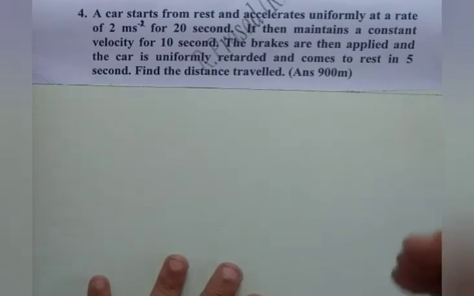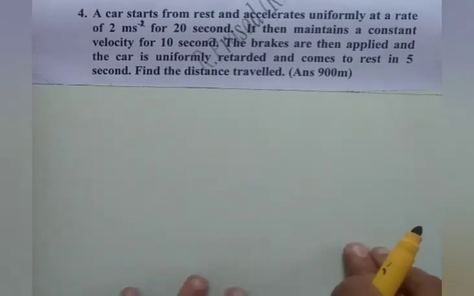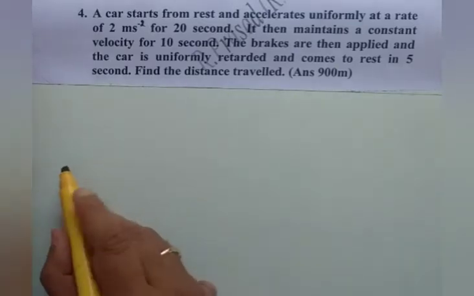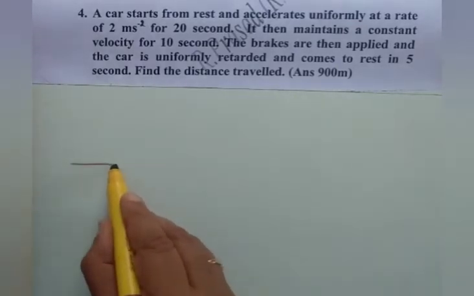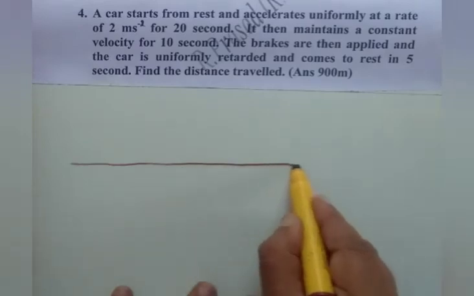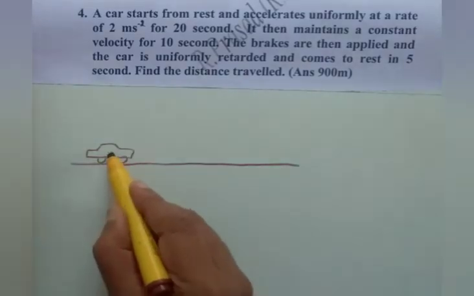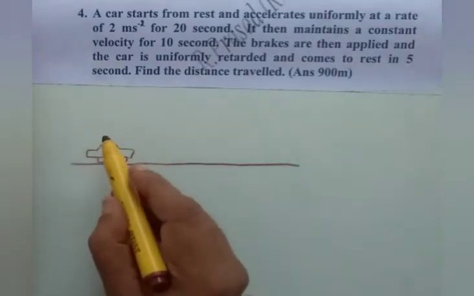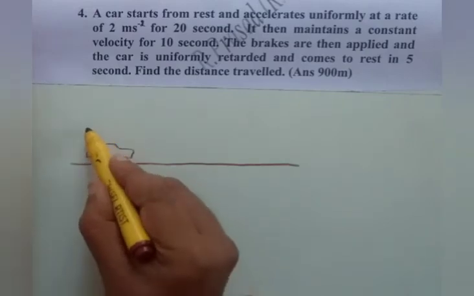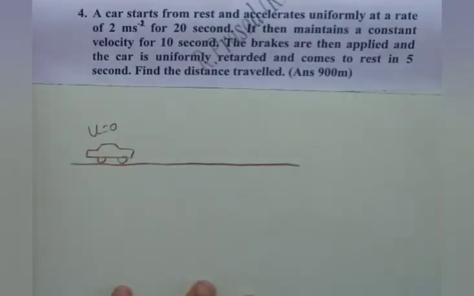We read it again, and while we read, we try to draw the figure. A car starts from rest. I write a figure like this. This is the road on which the car is moving. We first write down like this. This is the car's position and it starts from rest. What does it indicate? Initial velocity 0.